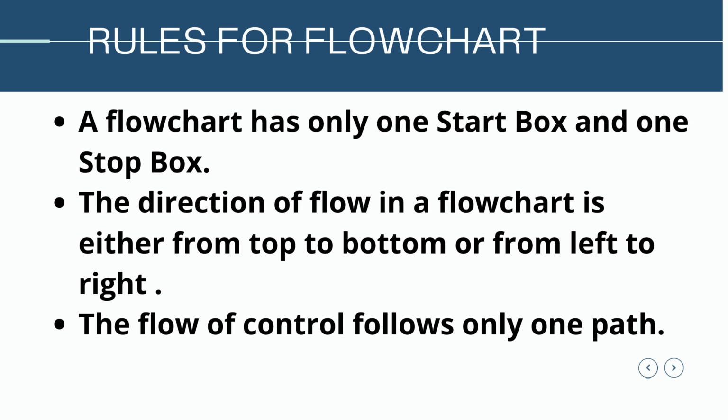What are they? A flowchart has only one start box and only one stop box. The direction of flow in a flowchart is either from top to bottom or left to right. Note this point, it is very important while writing an algorithm using a flowchart. You should understand the process should be done either from top to bottom or from left to right. The flow of control allows only one path.